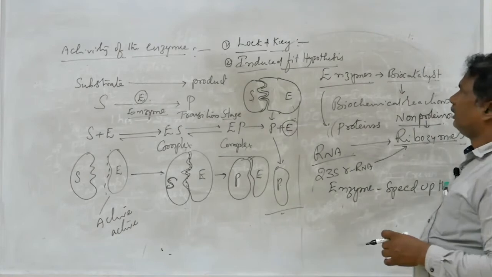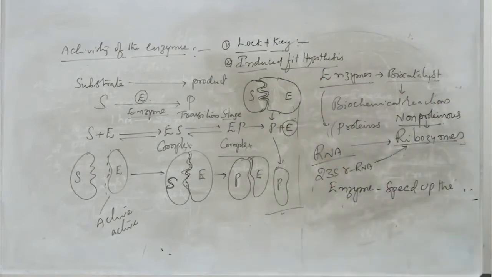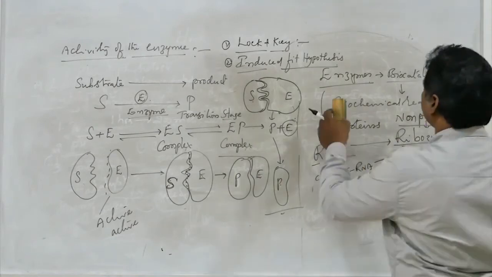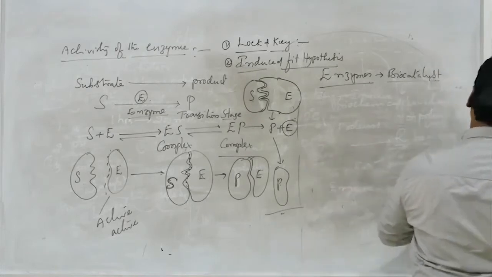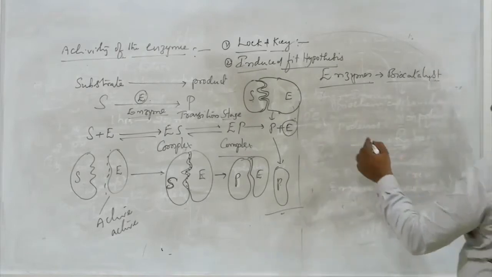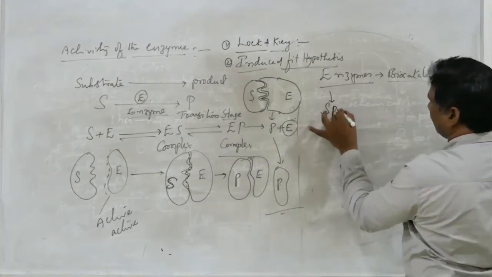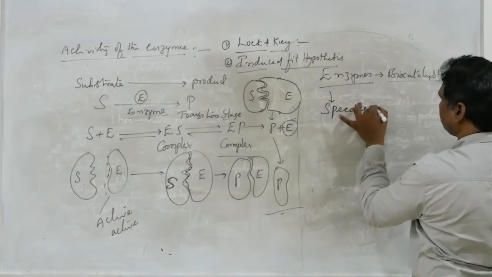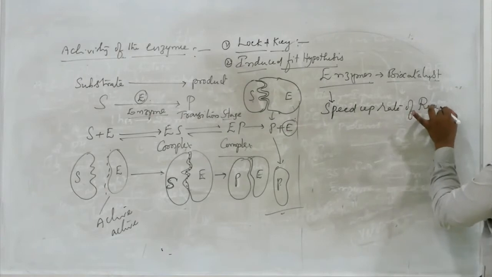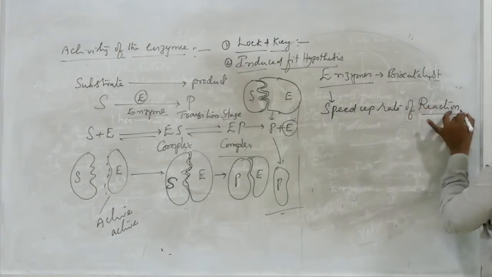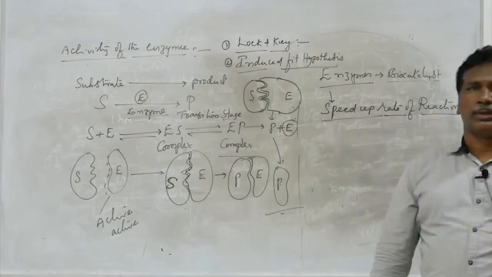So next, you can go to how enzymes are working, the enzymatic activity. Enzymes act as biocatalysts. They speed up the rate of reaction. So the enzymes' main work is that they speed up the rate of reaction.